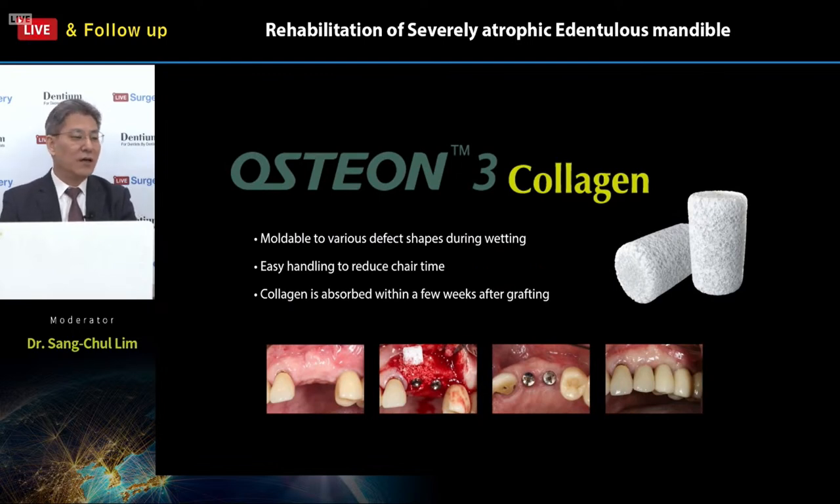About osteon 3 collagen, as you know very well, this osteon 3 collagen is collagenized bone graft material. The particle is osteon 3, same as osteon 3, alloplastic graft material. These alloplastic materials' volume holding properties are excellent. And the collagen binder holding all the graft materials makes easy manipulation during the surgery, and also wettability during the surgery. The collagen is absorbed within a few weeks after grafting, and after that all the graft materials work as a scaffold for new bone formation.